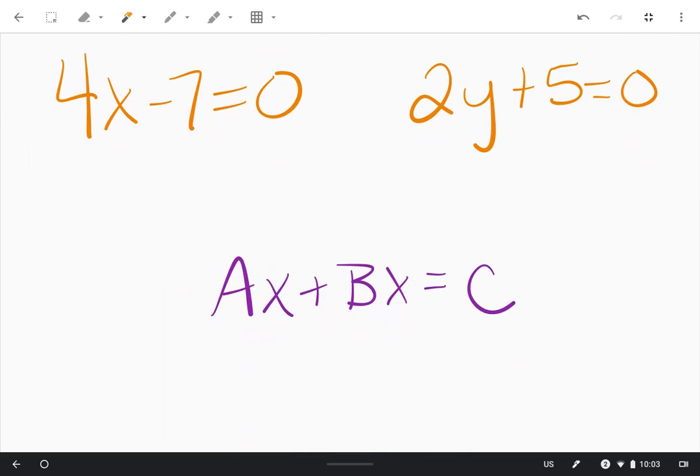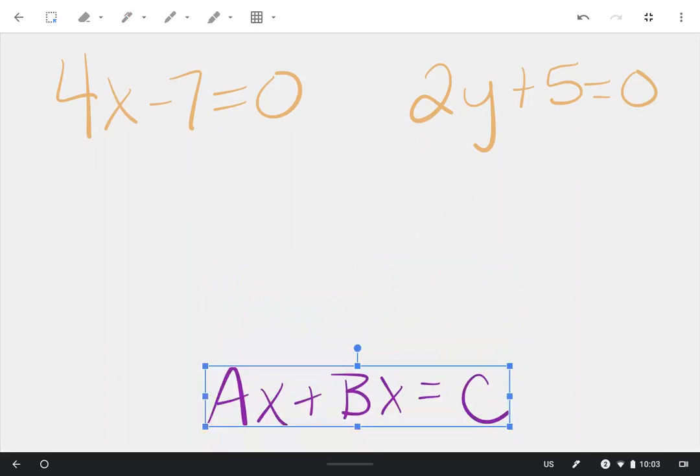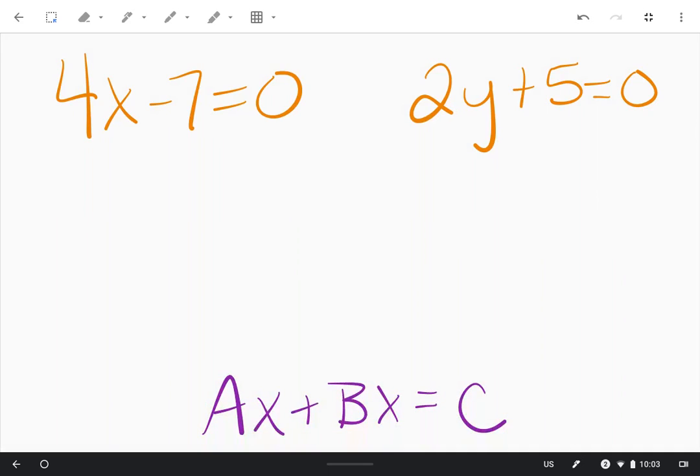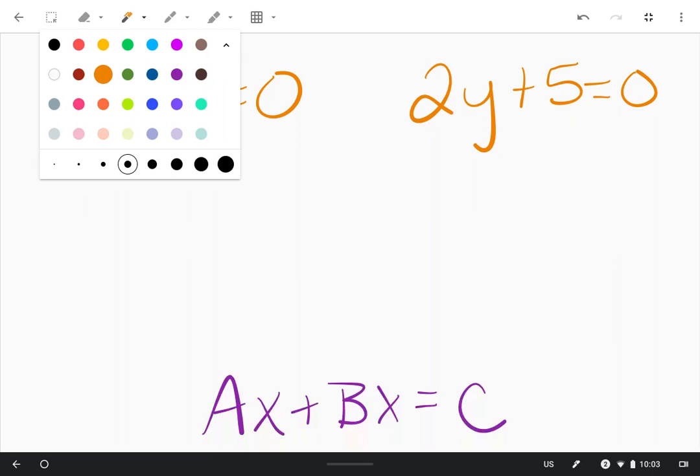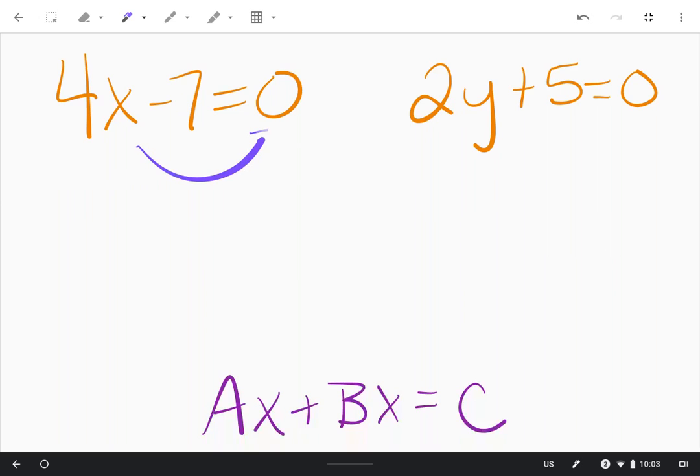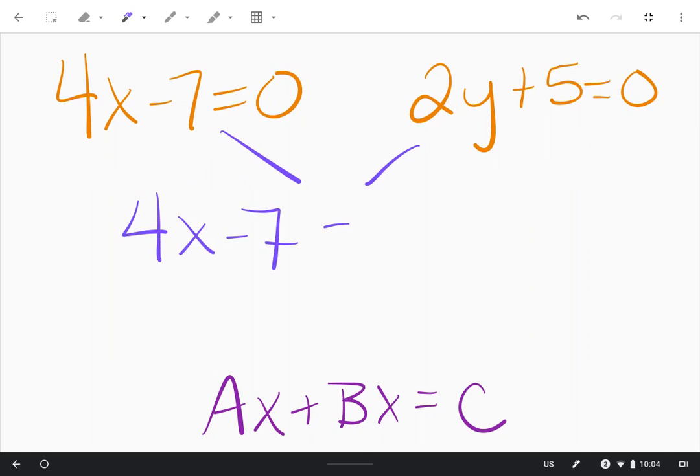So now that we have two equations that equal 0, we know, based on the properties of algebra, that those two equations equal each other. Because if this equals 0 and this equals 0, then they must also equal each other. That's just kind of common sense, but it's also a property called the transitive property of equality. So we can, in a sense, combine these to say the following. 4x minus 7, which equals 0, also equals 2y plus 5, which equals 0. So now we've said, because they both equal 0, they must equal each other.